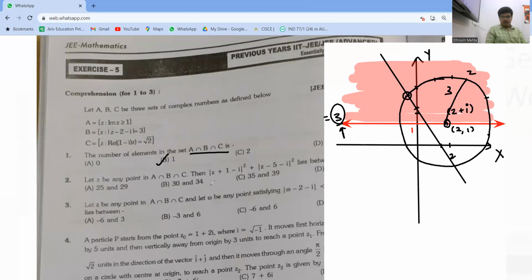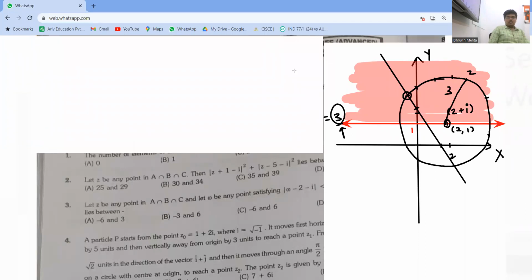Let Z be any point in this region, A intersection B intersection C. Then (Z + 1 − i) squared... Let's first solve the modulus equation a bit and see where we land. There are two terms here, so that won't work, sorry. We'll have to go with the normal modulus formula. So z is x plus iy.